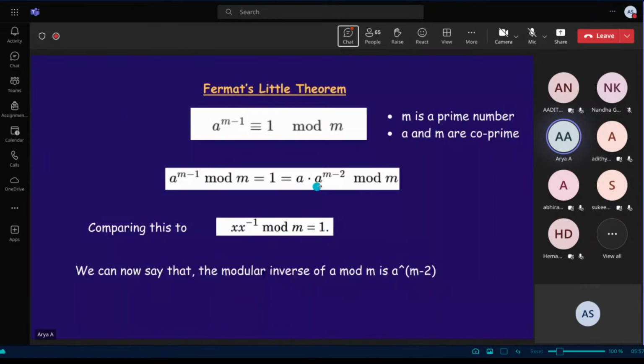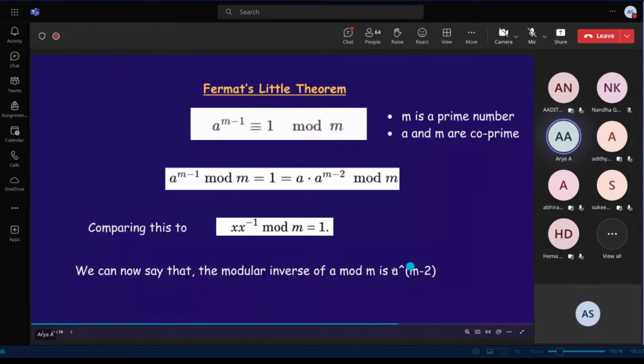Again, if you go back to this part, in the place of a power m minus 2, if I have a power m minus 2 mod m, still this equation is satisfied. You can try using the multiplication rule. Still you will get to know that even in the place of a power m minus 2, if I have a power m minus 2 mod m, still this is satisfied. So modular inverse is also a power m minus 2 mod m.